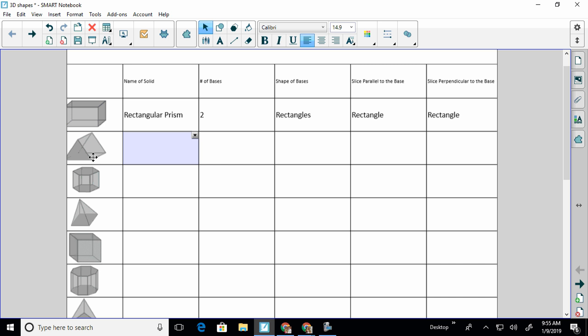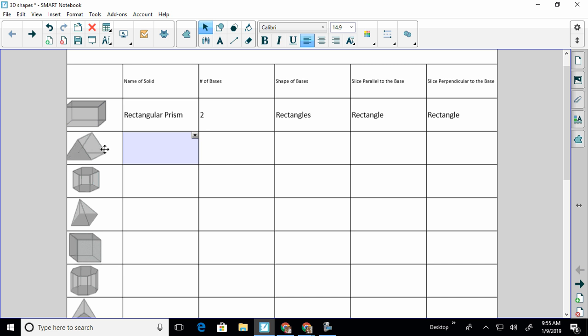Okay, look at the next one. Now, a lot of people get confused on this one. They want to say that this is a pyramid because it looks like it goes to a point, but it doesn't go to one single point. It goes to one edge here. So it's actually not a pyramid. It's actually a prism.